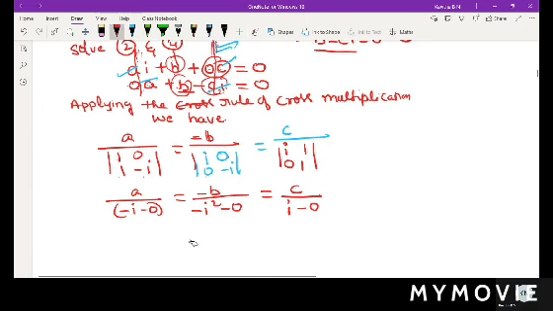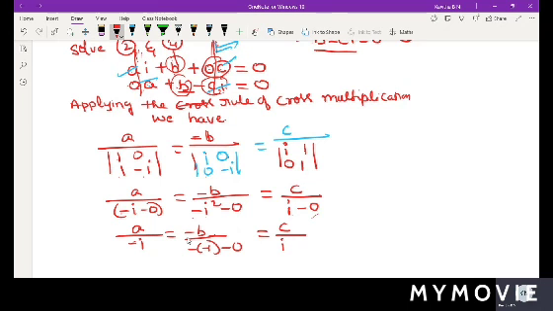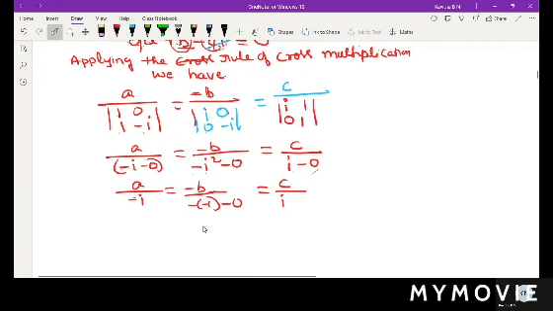Then a by minus i minus 0 is minus i. Then minus b, minus i square is minus 1. Minus of minus 1 means plus. Then c by i minus 0 is i. Next step, a by minus i is equal to minus b by minus into minus plus 1 is equal to c by i, is equal to c by i.